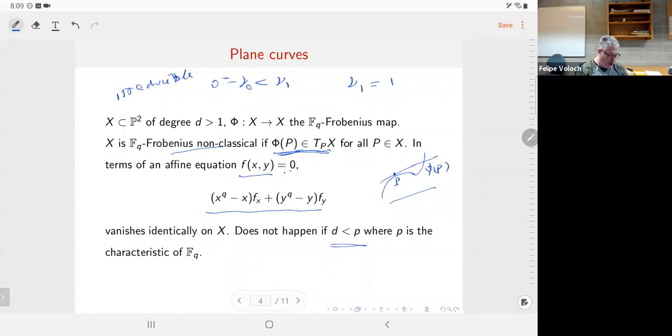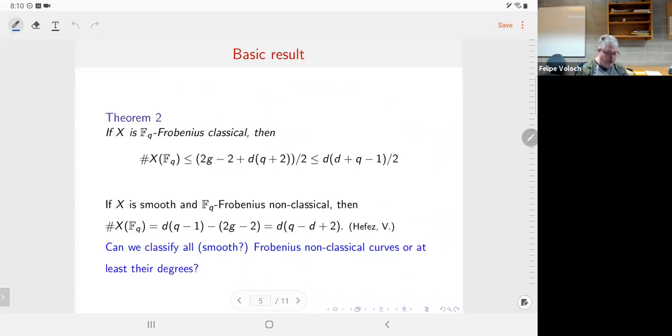So you apply Bezout. What is the degree of this polynomial? There's a q there, and then there are the derivatives of f, which have degree d minus 1. So the degree of the second polynomial is q plus d minus 1. So you get the following fact, which is the main theorem. If a curve is Frobenius classical, the number of points on the curve is bounded by this quantity here.